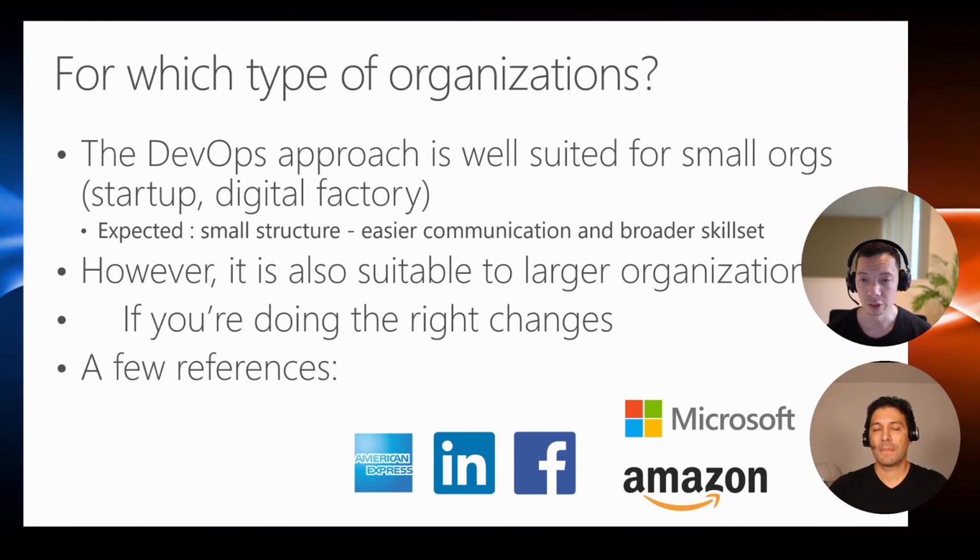So we have a few references of super large organizations that do things the DevOps way. We can talk, of course, about Microsoft, Amazon, Facebook, LinkedIn. They're all in the tech industry and they're all IT. But we have other companies doing DevOps as well. We can talk about American Express, other retailers, people in the financial industry or the energy industry. And it's all about the organization and how far you're willing to go to change the way you do things.